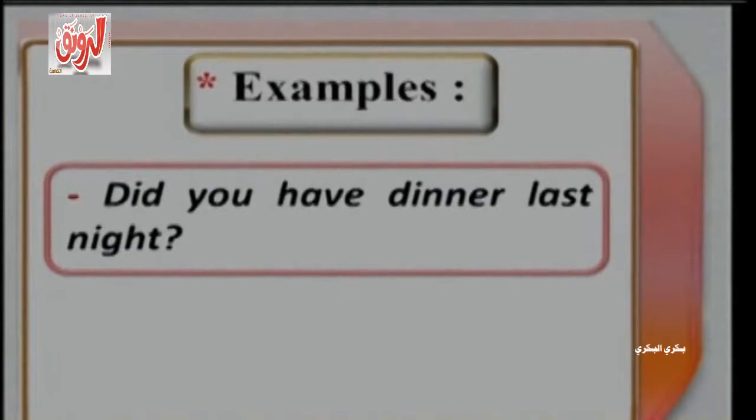Did you have dinner last night? Last night belongs to the group of "last". Did at the beginning makes a question, as is known, and we expect the answer to be yes or no. Did you have dinner? Did and other such words are always followed by infinitives. Did you have? Did you take dinner last night? Etc.